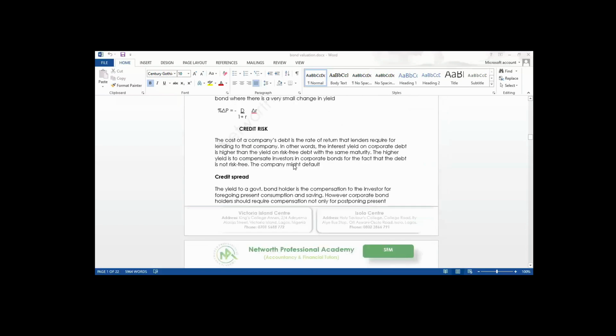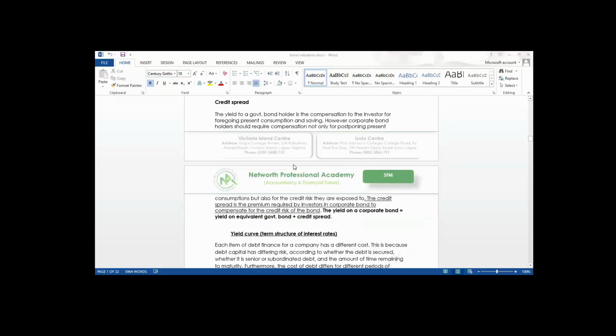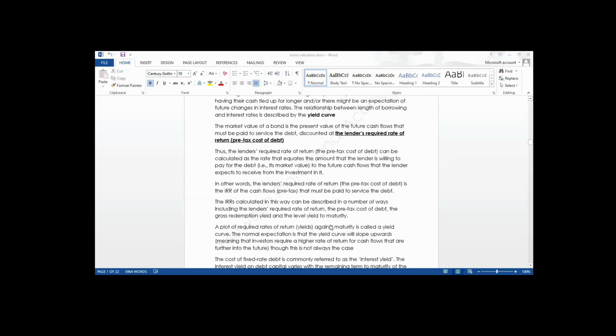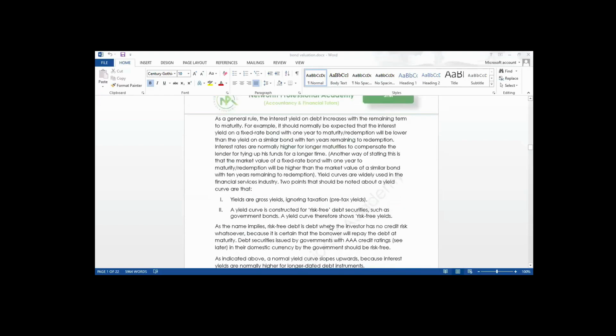We explained credit risk, credit spread. Please watch out for credit spread. It's usually used for adjustments. Look at this: the yield on a corporate bond is equal to the yield on an equivalent government bond plus the credit spread. Please note that. Thereafter, we solved 2 questions last week.